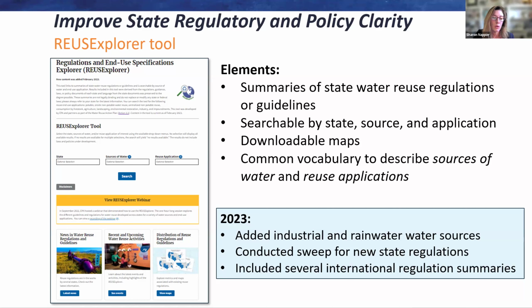We are continuing to work on this product and make it more and more user-friendly. We're adding regulations as we know about them. We've added industrial and rainwater sources over the last year. We conducted a sweep for new state regulations, and so we'll be adding those in the coming year. And we also decided to include several international regulation summaries so we can see what other countries are doing on reuse.